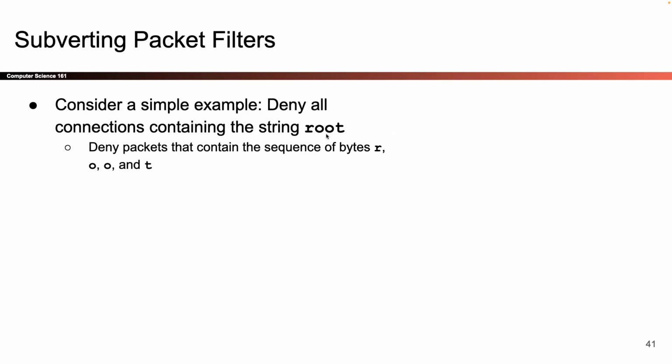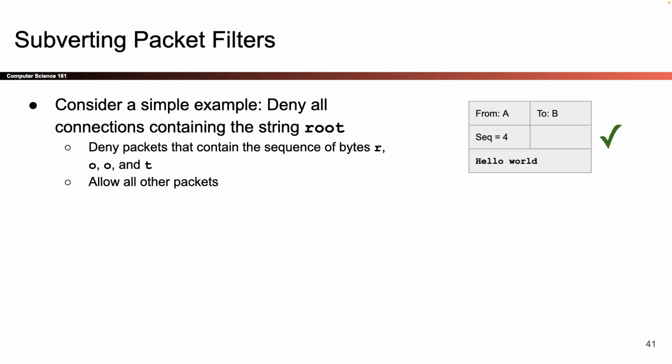I'm going to choose to implement the policy that if the message that is incoming contains the string root, I'm going to deny it. I'm going to think this person is trying to log in as the administrative user who is called root. I'm going to deny that. So if I ever see a packet that has ROOT in that order, I will deny. It's no good. Everything else, it's okay.